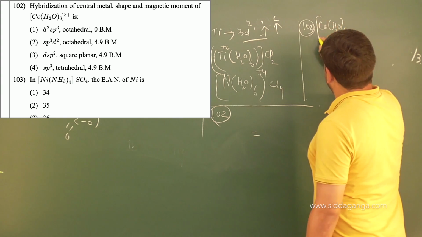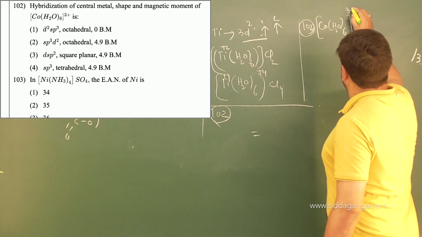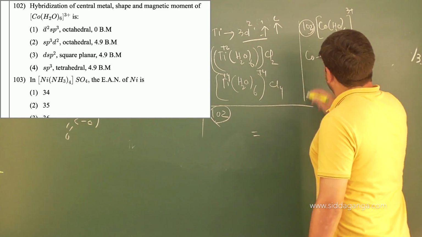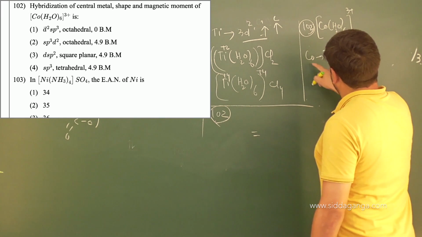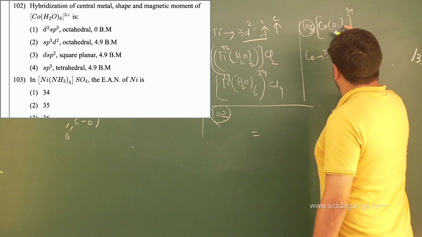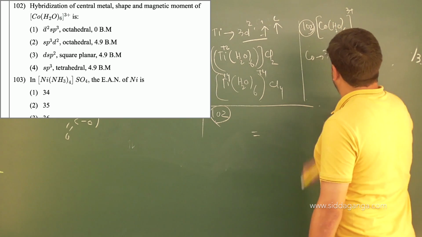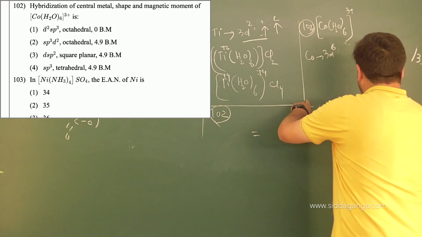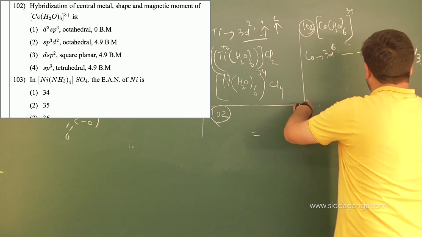[Co(H2O)6]. What's the charge mentioned according to the question? 3+. Now cobalt will be 3d7 4s2. Lost how many electrons? 3 electrons. So 2 from s and 1 from d will be lost. So it will be 3d6 now for cobalt. Now when it splits in an octahedral field, it will give you two sets, t2g and eg. So this is our t2g set and this is our eg set.